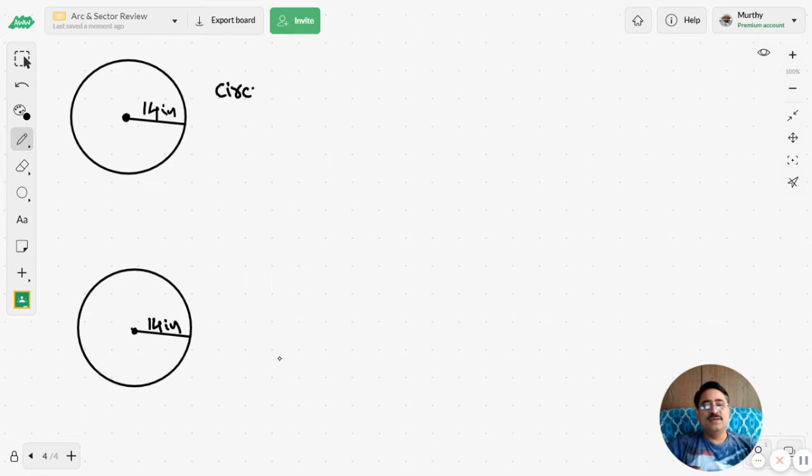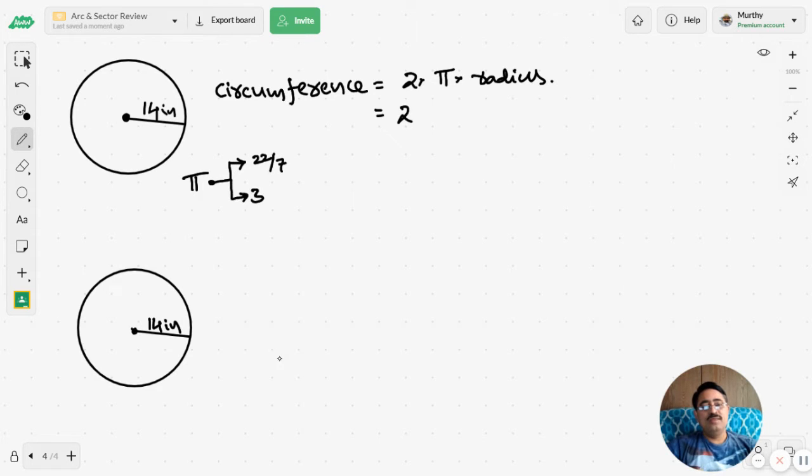What is the circumference? If this is the question, circumference equals 2 times pi times radius. What is the value of pi? Pi can be taken as either 22 over 7 or 3.14. Which one to take? In fact, both values are almost equal. If you divide 22 by 7, you'll end up close to 3.14. So which value to take depends upon the question.